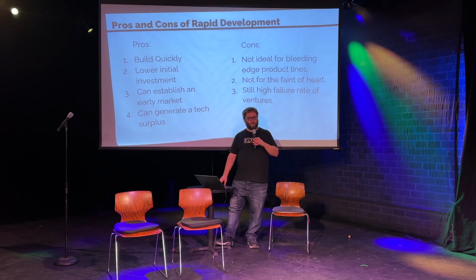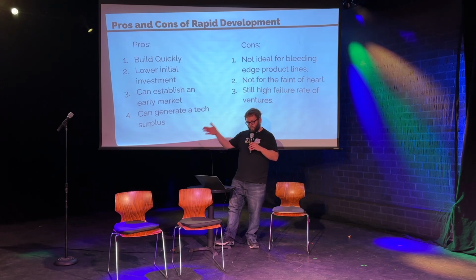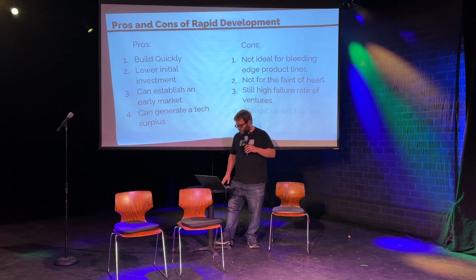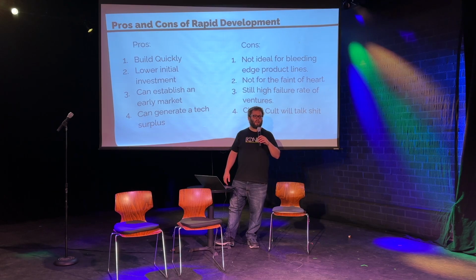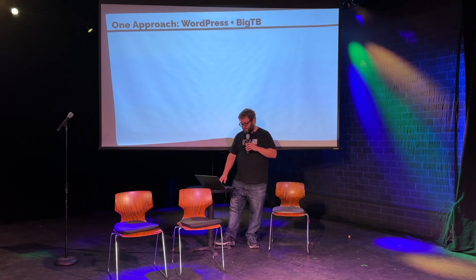There's still a high failure rate. New ventures frequently fail, so if you're building a new software product, it's more likely to fail, but part of the argument behind rapid development is you get more at bats. If you're throwing darts, you can throw 10 darts for the cost of one, so you have overall a better chance of having one land. Another con is that the cloud cult will talk shit. Those who like building on AWS will say things like, "How's it going to scale?" That's just them.